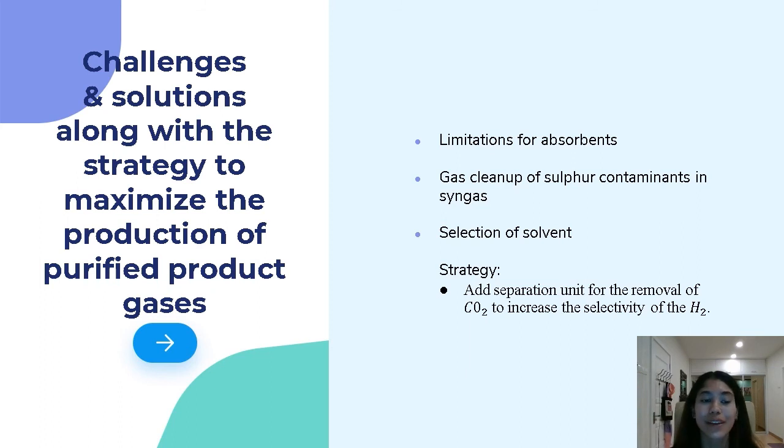As for the strategy to maximize the production of purified product gases, our strategy is to add another separation unit for the removal of CO2 to increase the selectivity of the H2. This is because we can increase the selectivity of the H2 by using the membrane to filter the undesired product so it will not form, or the concentration of the side product will be minimal. The CO production can be significantly reduced due to the incipient removal of hydrogen through the membrane. The emitted hydrogen can be separated from CO by means of a hydrogen selective diaphragm inside the membrane reactor, leading at the outlet of the membrane reactor to two separate streams of H2 and CO.